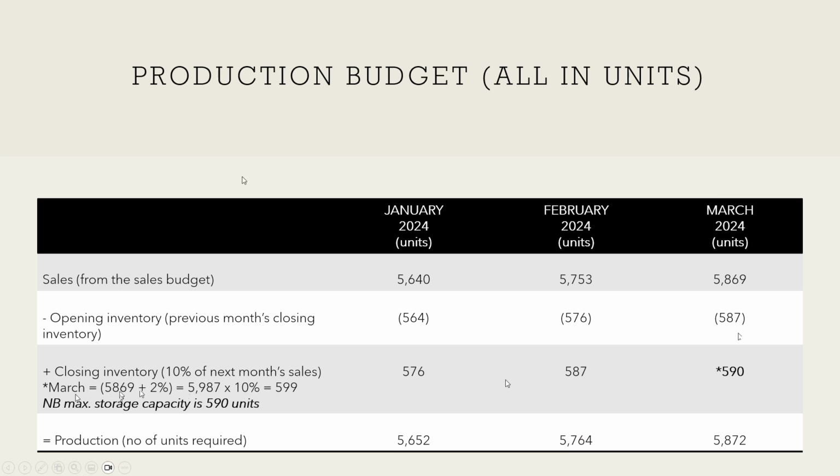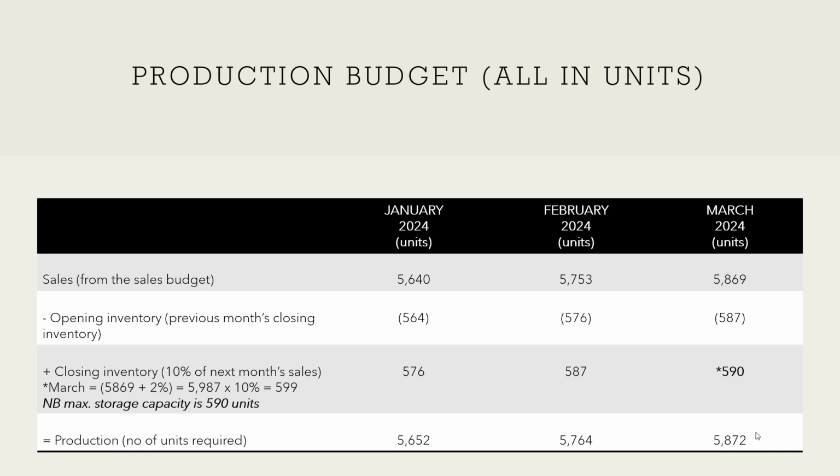Now, if we were going to work out the closing inventory for March, we need to work out April's sales. Now, March's sales were 5,869. And if you remember, they're expected to increase by 2% every month. So that's going to give us 5,987 units in April. Times 10% means that we need closing inventory to be ideally 599 units. But let's not forget that caveat that we can only store 590 units. Therefore, the maximum inventory in March is going to be 590. So when we've taken all that into account, we'll need to produce 5,872 units.